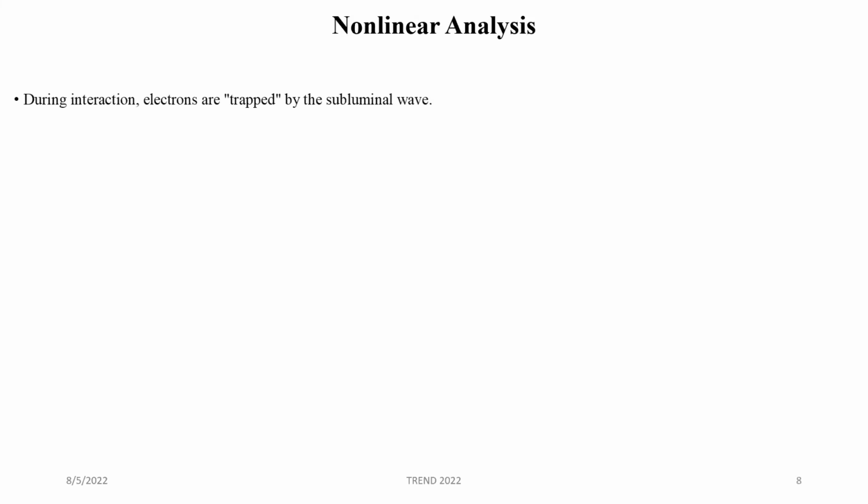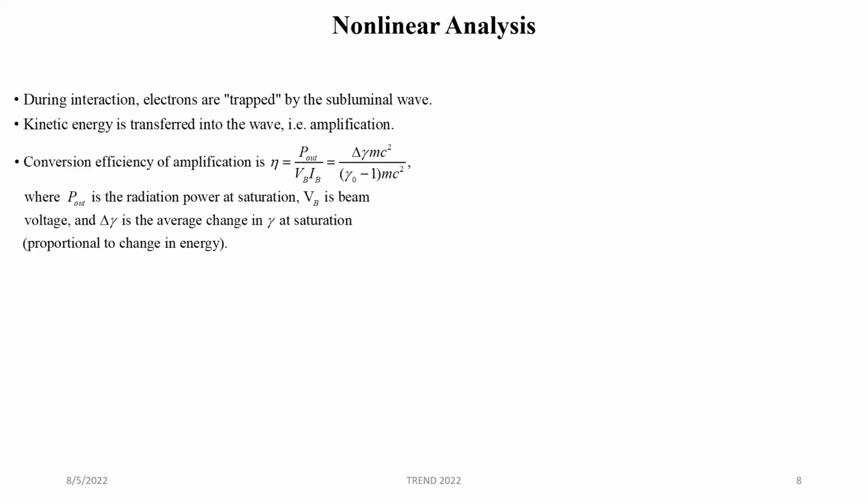So during this interaction, what's physically happening is the electrons are trapped by the subluminal wave. And during this process, kinetic energy goes from the electron beam into the wave, leading to amplification of the wave. So to calculate the conversion efficiency, we take, as mentioned, the ratio of the output power to the input power of the beam, which can also be written as the change in kinetic energy of the beam divided by its initial kinetic energy.